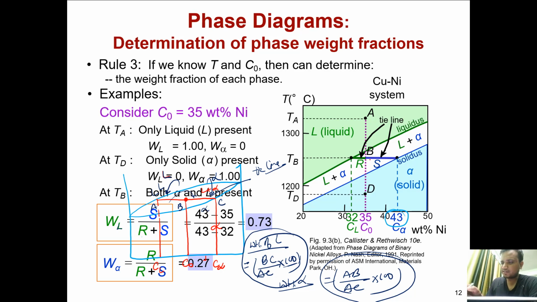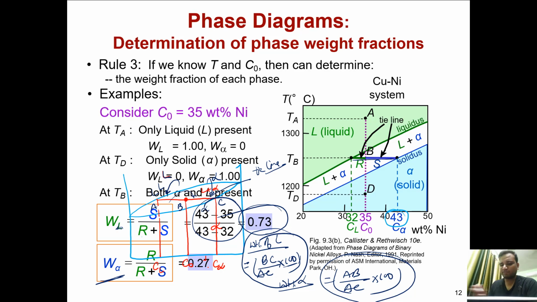So S is how much? This is 43 minus 35. And R plus S, that means this distance, will be equal to 43 minus 32. So that's what it has done. So it is 0.73. Now the liquid proportion is 0.73, that means the alpha proportion will be 1 minus 0.73.